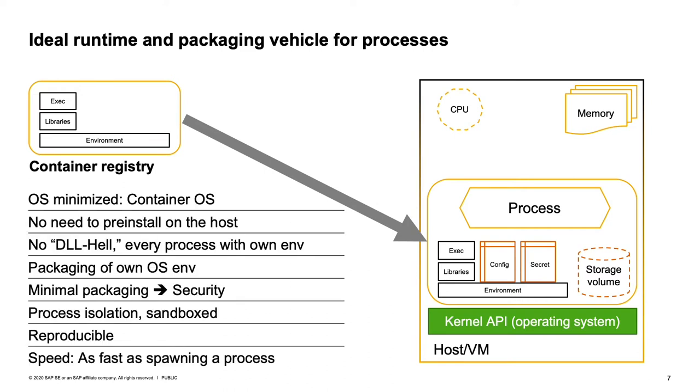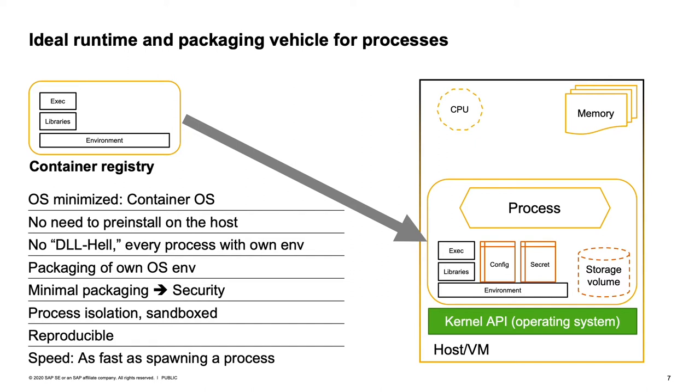So what are the properties? First of all, the operating system can be minimized. It doesn't need any software. It just needs the kernel and a container runtime because all software is actually installed via containers. The times of DLL hell are over because the executable brings all its dependencies, whether it's Python 2.7 or 3.7, it's all in the container.